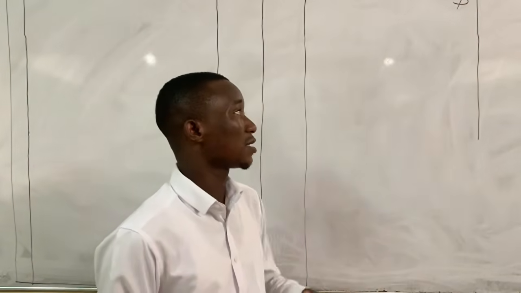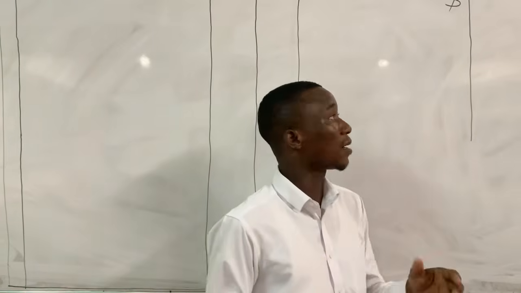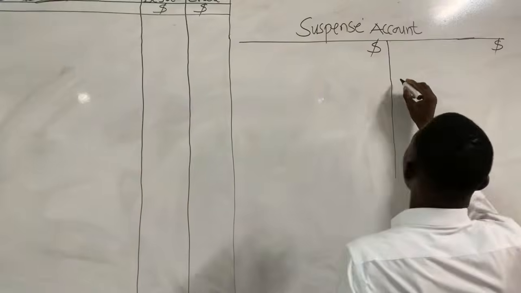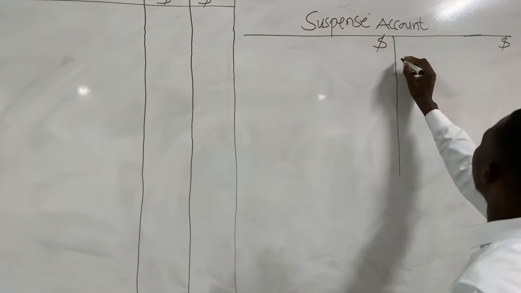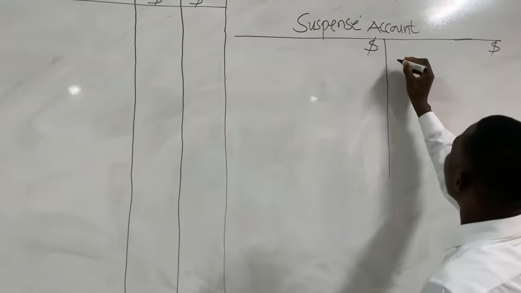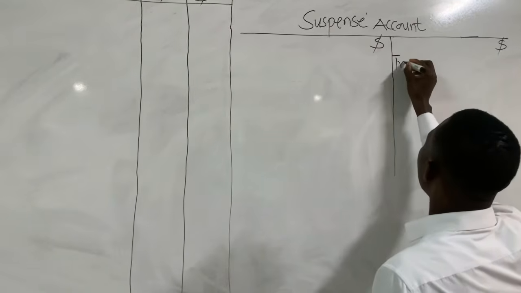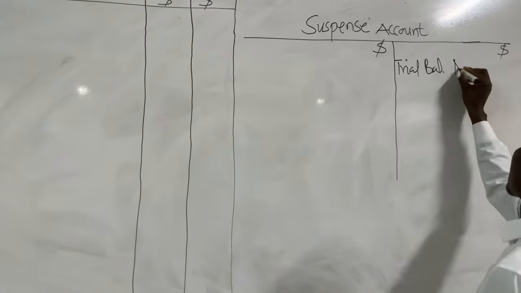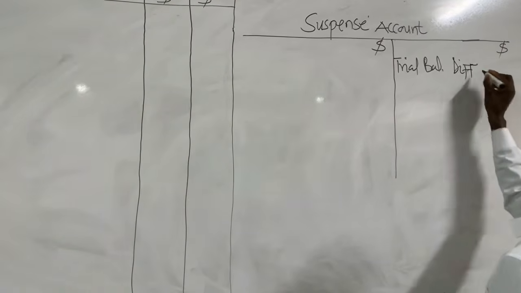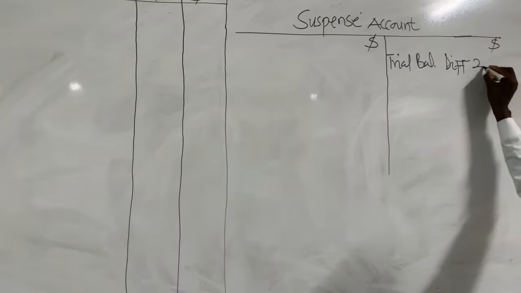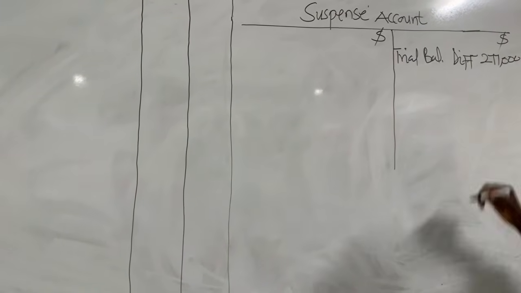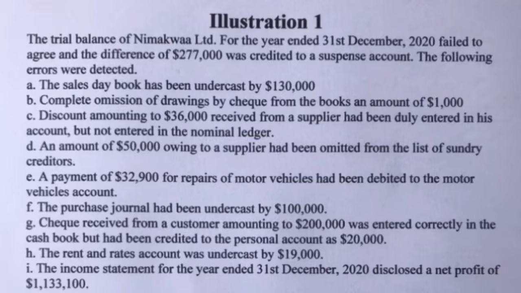And they are telling us that it has been recorded at the credit side with an amount of $277,000. So the difference in the trial balance, the trial balance difference, is $277,000. Alright. Let's look at the A part.